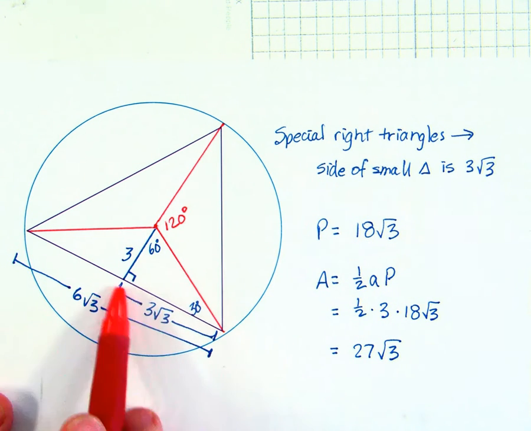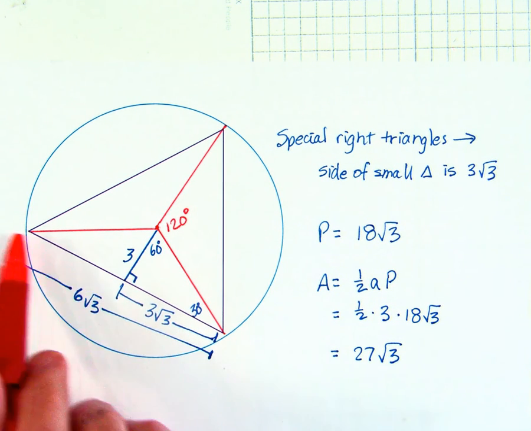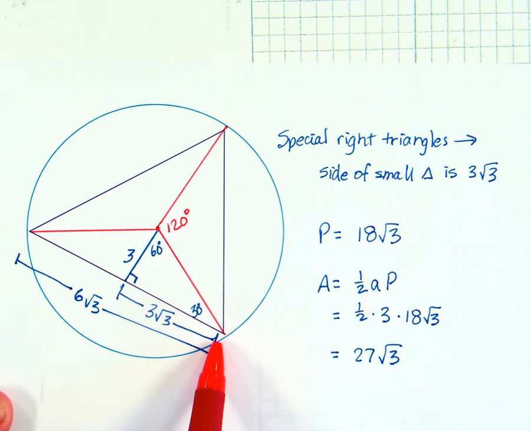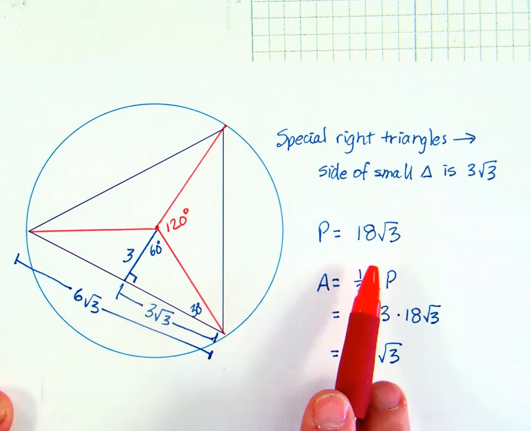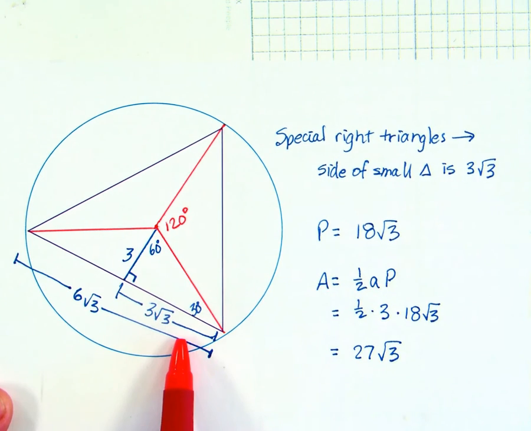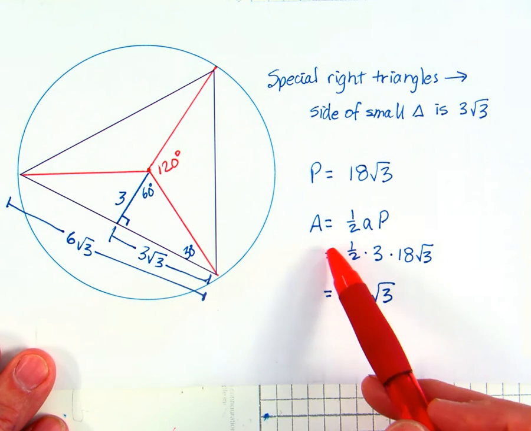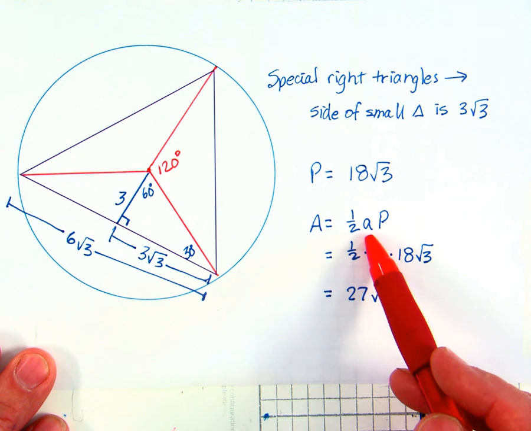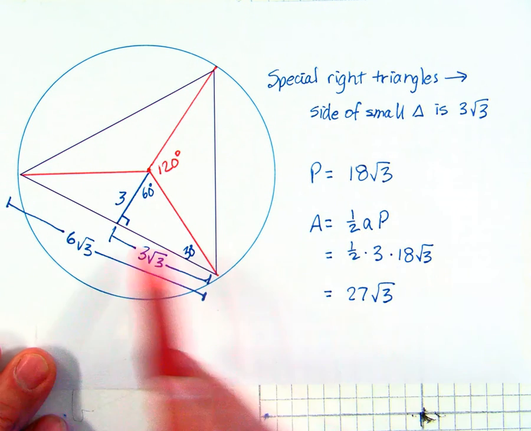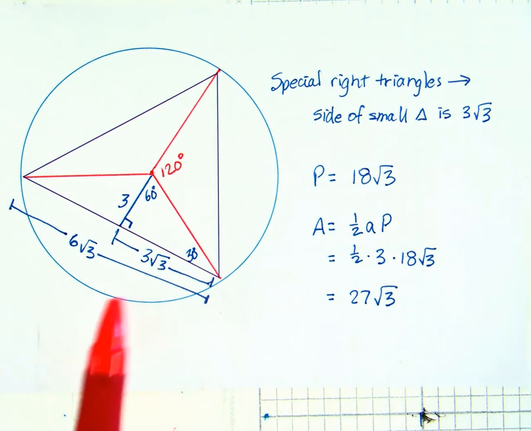The medium side of the small triangle is 3 times the square root of 3. So then you can say the side length of the entire equilateral triangle is 6 times the square root of 3. There are 3 of them, so 18 times the square root of 3 would be the perimeter. Then to find the area, we'll use the theorem that we just demonstrated: half of the apothem times the perimeter. Half of 3, the apothem, times the perimeter, 18 times the square root of 3. Simplify it out, you get 27 times the square root of 3.